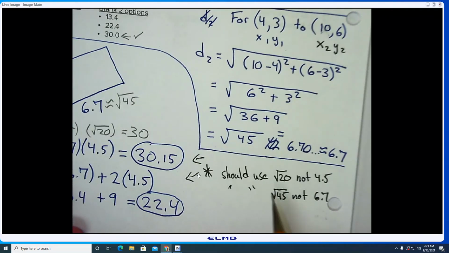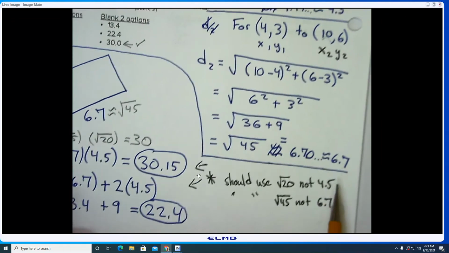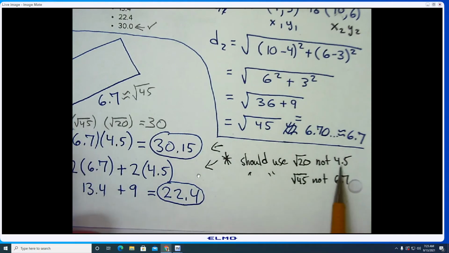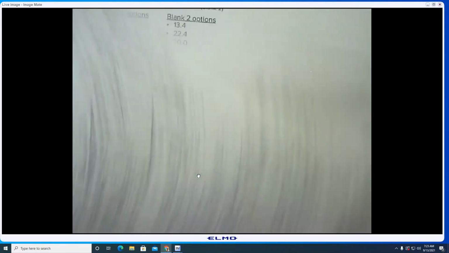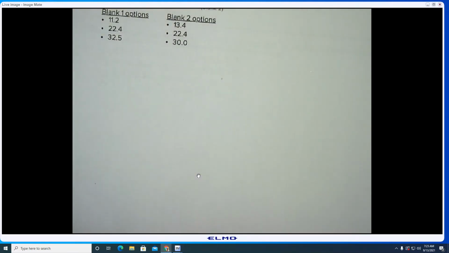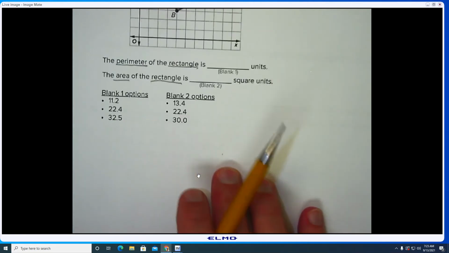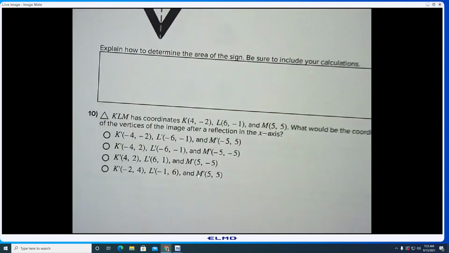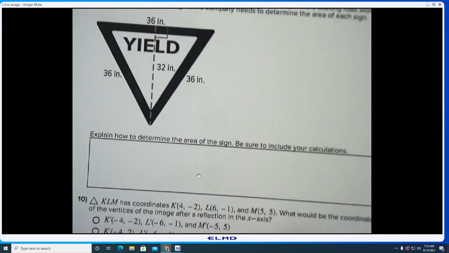And there's my little note there. I should have used the square root of 20 and the square root of 45, not these. This is just a good way to approximate, or if you're having trouble with your calculator, you can use those. And that was 8. Check. 9.